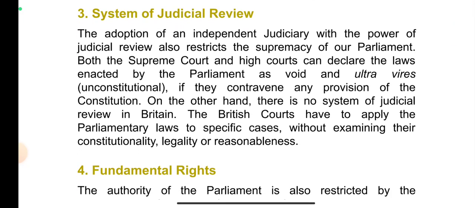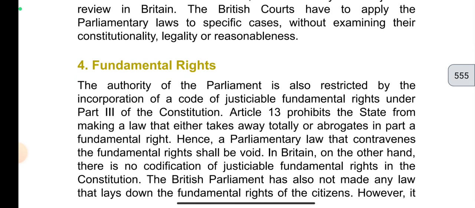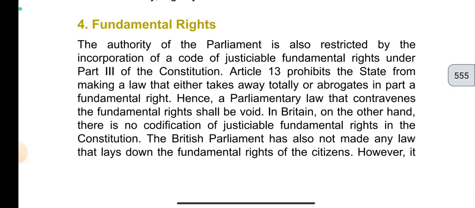System of judicial review. The adoption of any independent judiciary with the power of judicial review also restricts the supremacy of our parliament. Both the Supreme Court and High Courts can declare the laws enacted by the parliament as void and ultra vires, unconstitutional, if they contravene any provision of the constitution. On the other hand, there is no system of judicial review in Britain. The British courts have to apply the parliamentary laws to specific cases without examining their constitutionality, legality or reasonableness.